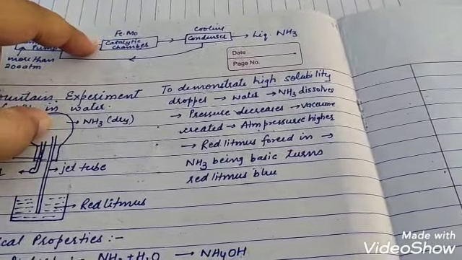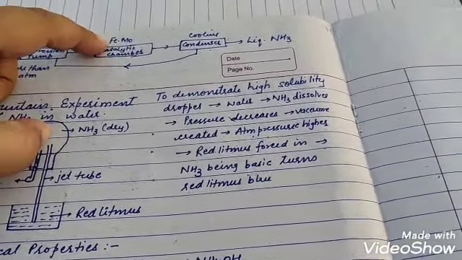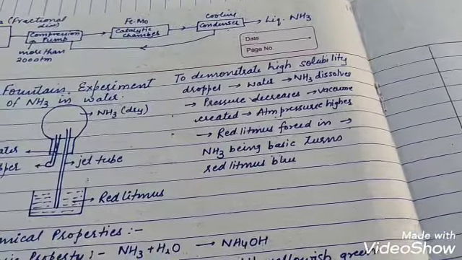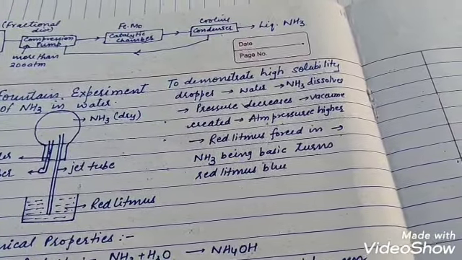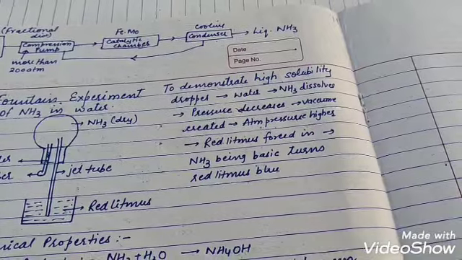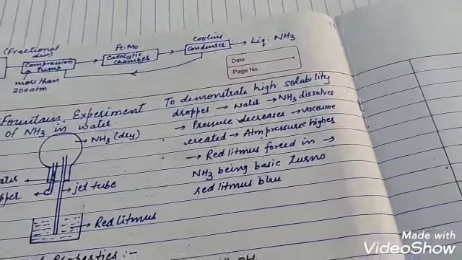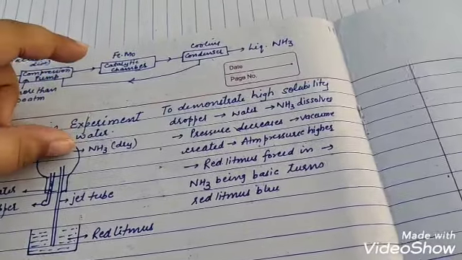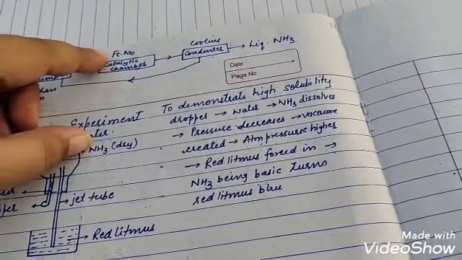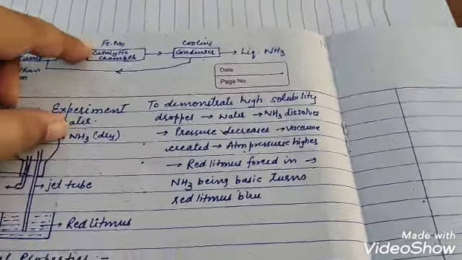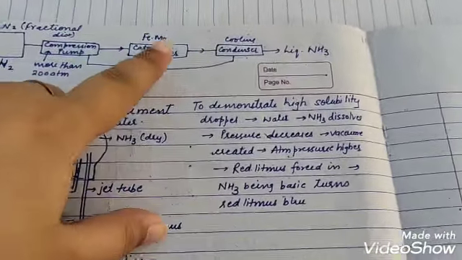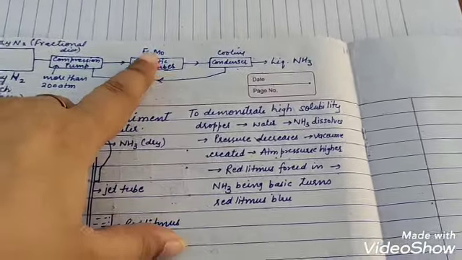Then they will go to a catalytic chamber where there is finely divided iron. What is the use of finely divided iron? Finely divided iron provides large surface area, so the reaction will take place very easily and it will increase the efficiency of the catalyst also. Iron will be there. For increasing the efficiency of the catalyst, molybdenum is also there, which is acting as a promoter.